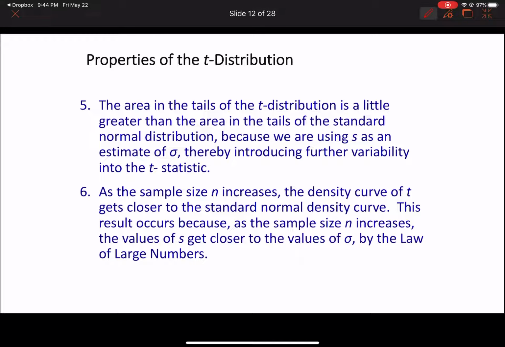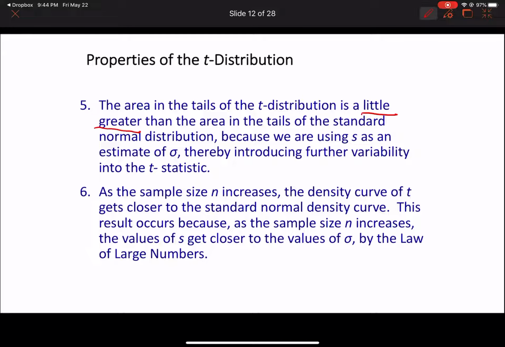Also, the area in the tails of the t-distribution is a little greater than the area in the tails of the standard normal distribution. We cannot use our empirical rule with a t-distribution. It is not accurate. So only with the z distribution, or standard normal curve, can we use the empirical rule.